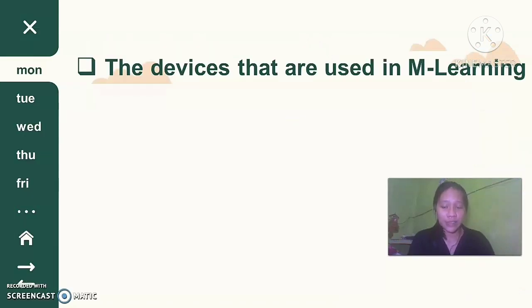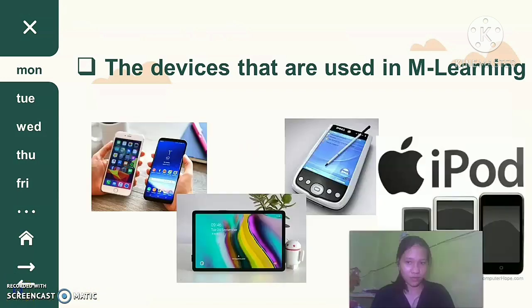Okay, now this is the example of MALL. The first one is the devices that are used in M-learning or mobile learning. The first one is smartphone, the second one is tabs or tablets, the third one is PDAs, and the last one is iPod. I think you all are familiar with smartphone and tabs, right? We use them almost every day. But are you familiar with this one? This is PDA, Personal Digital Assistant. It is also known as a handheld PC.